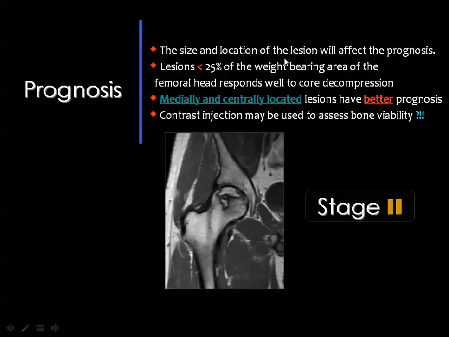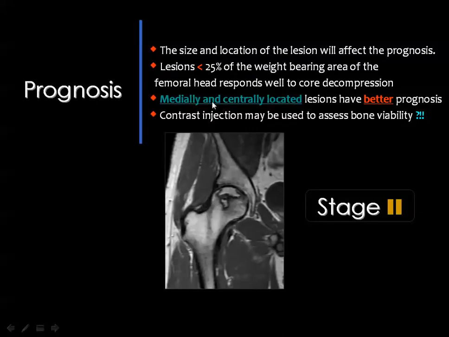The size and the location of the lesion will affect the prognosis. Lesions less than 25% of the weight-bearing area of the femoral head will respond to core decompression. And you know, one of the ways to treat avascular necrosis is to take a core from the femoral head and the neck, and this core is removed, aiming at decreasing the intraosseous pressure, which is supposed to be the cause for compromising the blood supply to the femoral head.